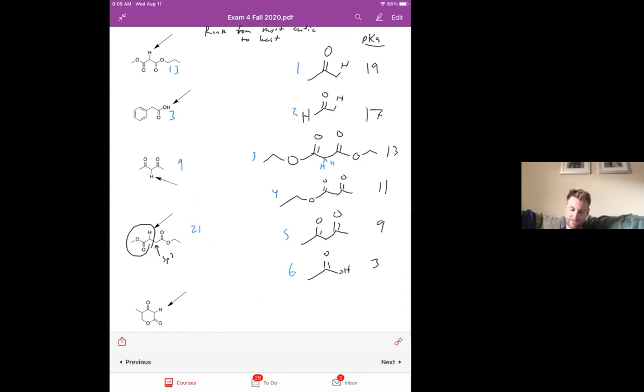Lastly, we have what looks like 4. It's just an acyclic version, so that's going to have a pKa of around 11. So putting them in order from most acidic to least acidic is literally just smallest to biggest. So our carboxylic acid should be our most acidic. And then the next biggest number is 9, 11, 13, 21.